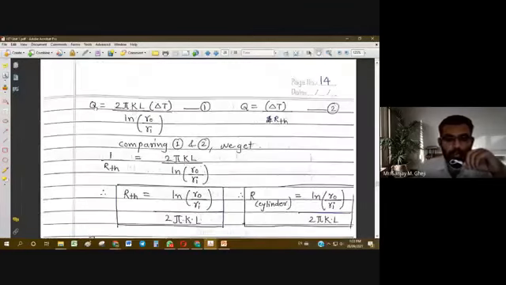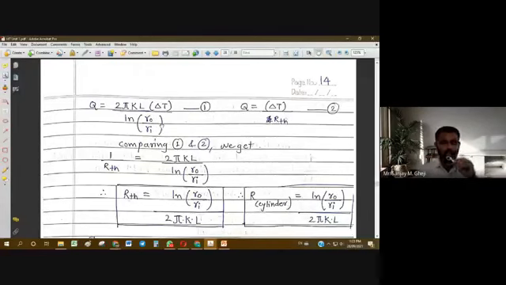Then for the standard case, we know Q equal to 2 pi KL upon ln of Ro by Ri into delta T, equation number 1. Now see, this ratio is always of outer radius to inner radius. So this ratio will always be greater than 1, because outer radius is greater than inner radius. So you have to be careful here. Whenever you use this formula, this ratio should always be outer radius divided by inner radius.